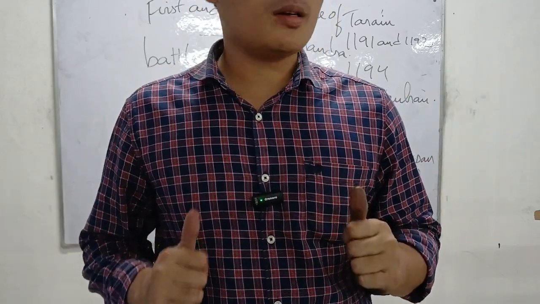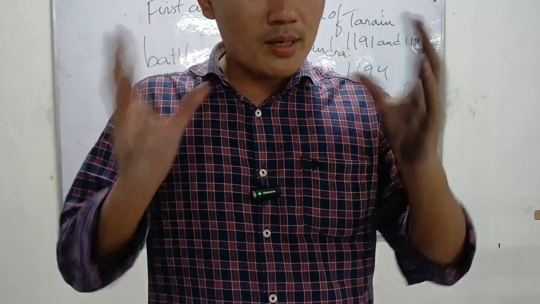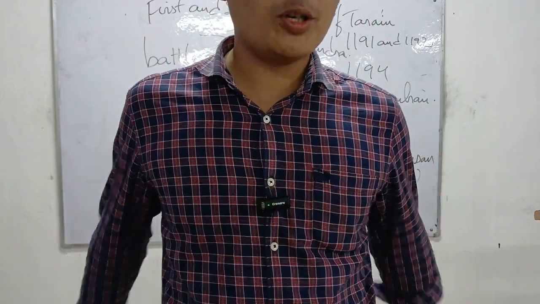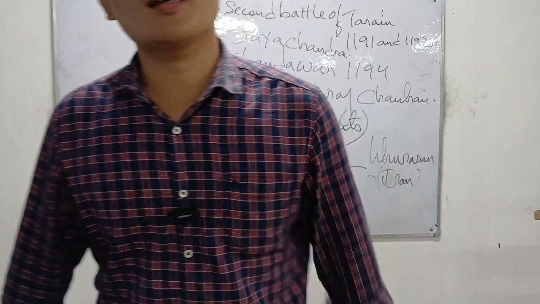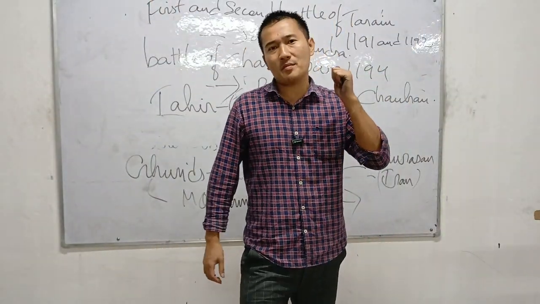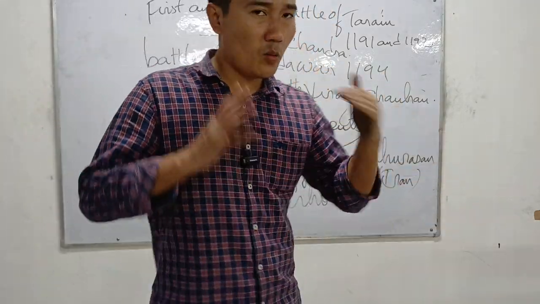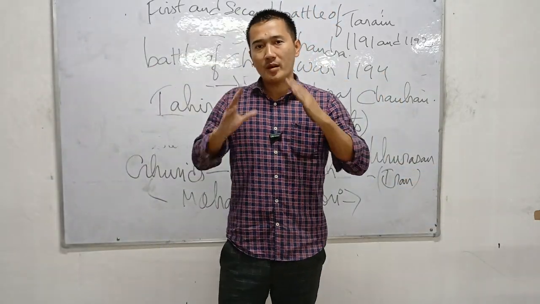Why were the Rajputs defeated very easily? Because of lack of unity, and military organization was not well established, and the military system was based on the caste system, not based on the merit system. That's why they had so many weaknesses.